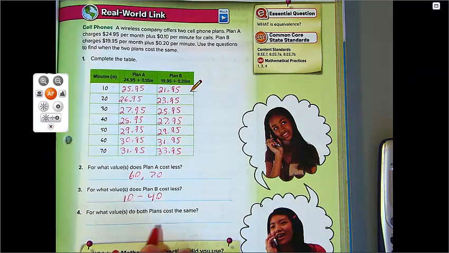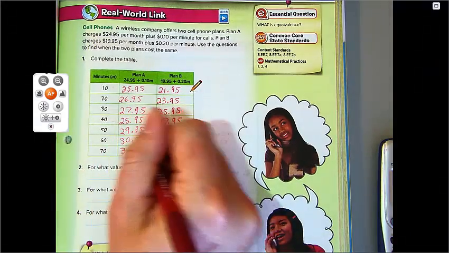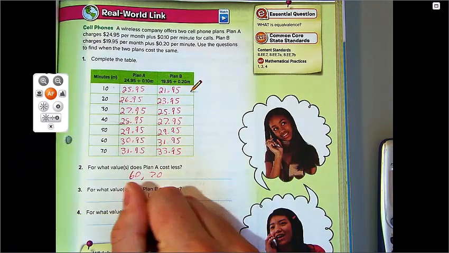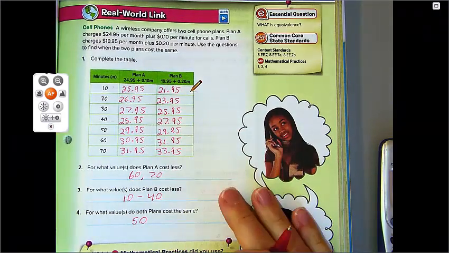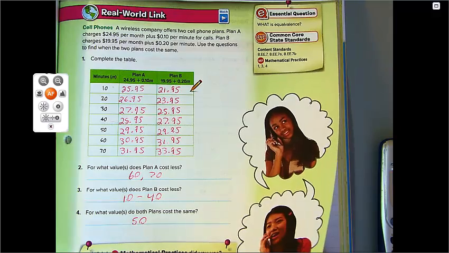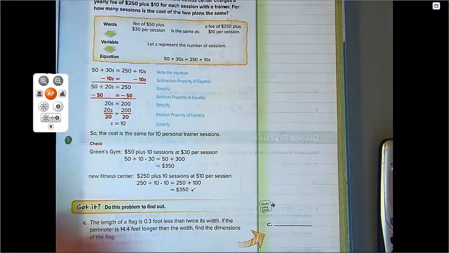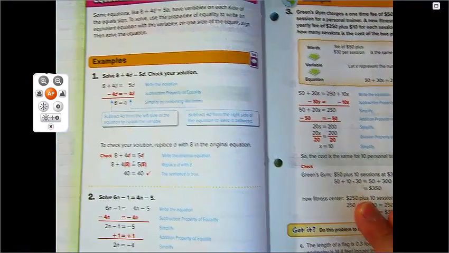For what values do both plans cost the same? Well, that's this guy right here at 50 minutes. Okay? So that's kind of some of the stuff we're doing today. This is how equations work in real life. Let's take a look here at example 1. Turn the page.